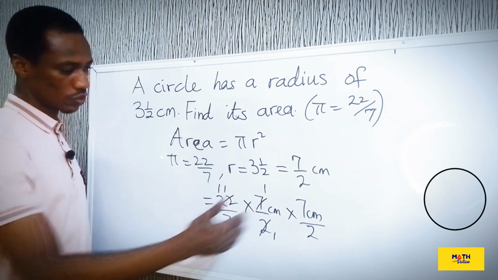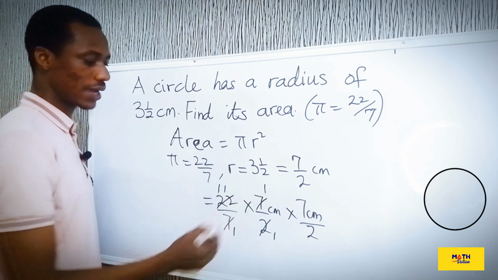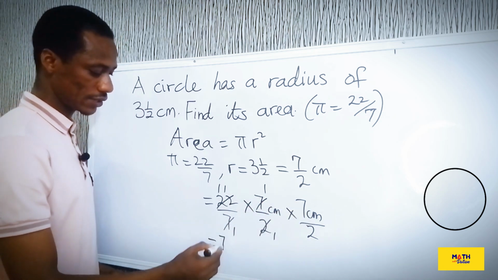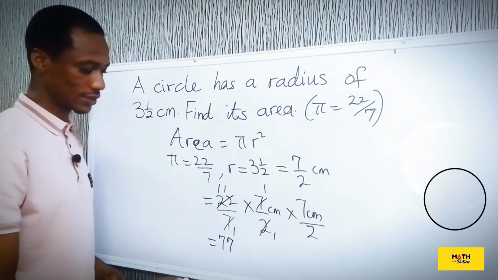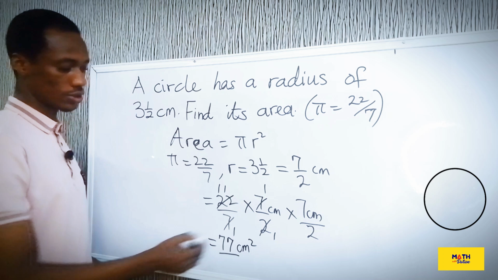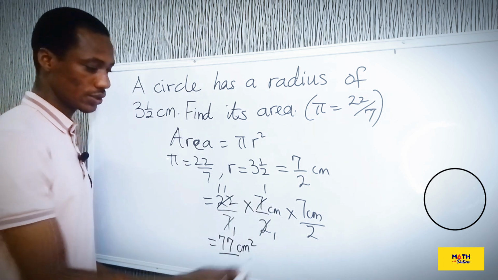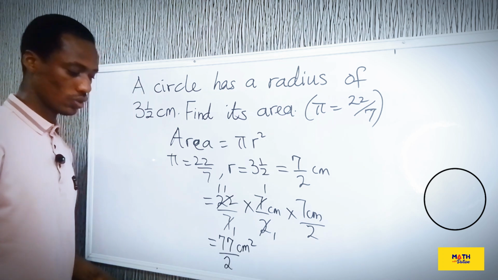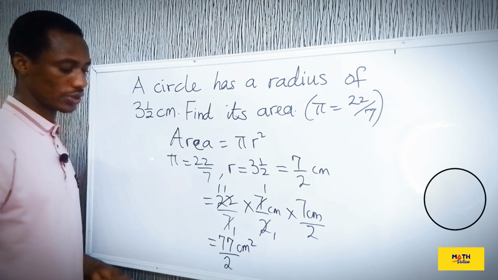We multiply the numerators. So we have 11 times 1, 11 times 7, that is 77. Centimeters times centimeters will be centimeters squared. Then we also multiply the denominators. We have 1 times 1 times 2, and that will give you 2. So we have 77/2 centimeters squared.